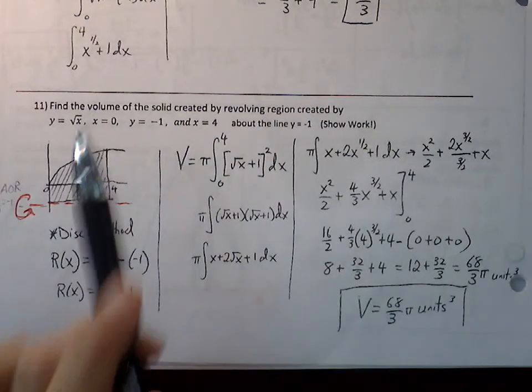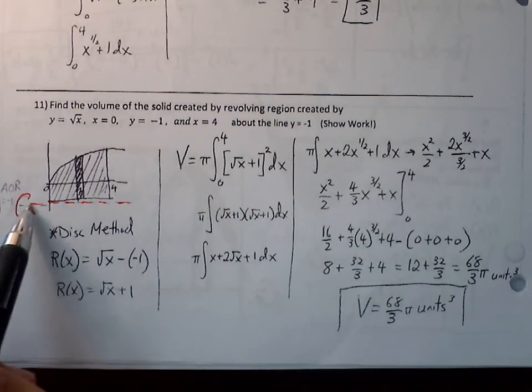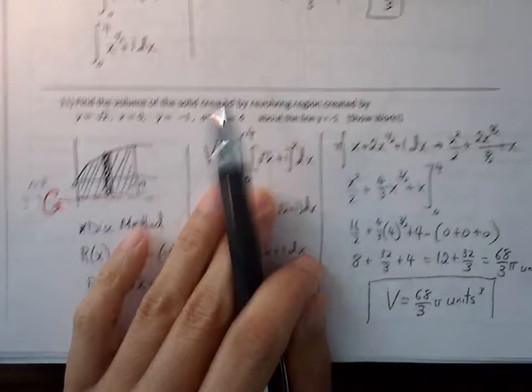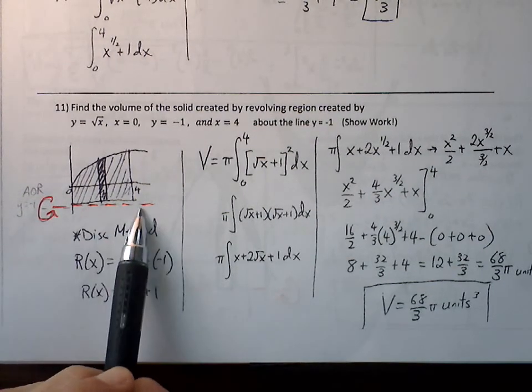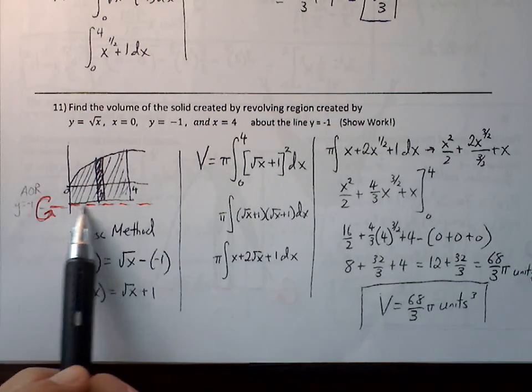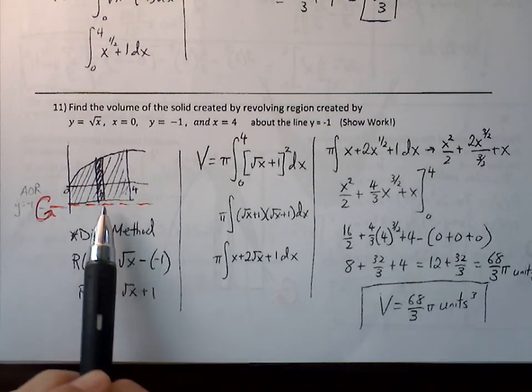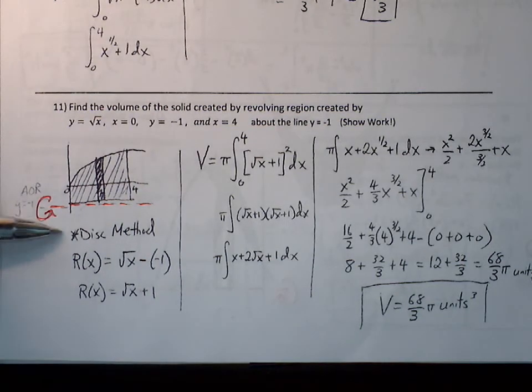All right, number 11, same shaded region. We're just rotating about the line. Now the line is y equals negative 1. Notice here that there is no gap between the axis of revolution and the shaded region. It's right up against the flat surface of the shaded region, so all we need is one radius, which means we only have to do this method.